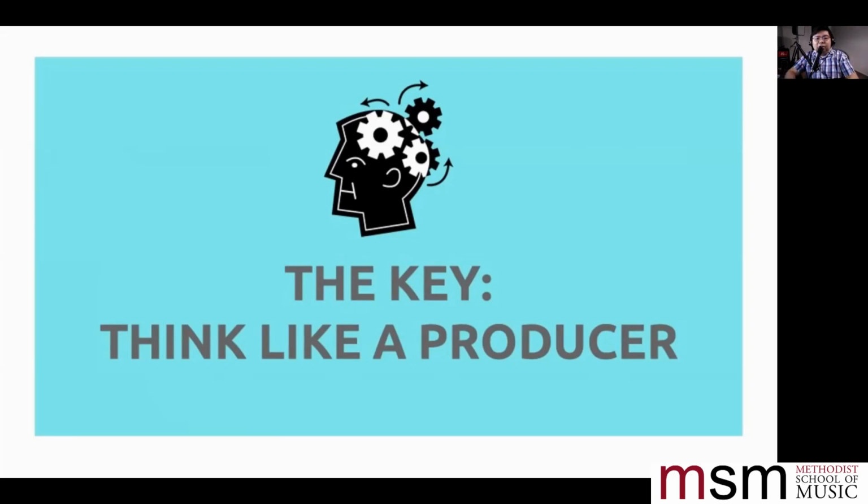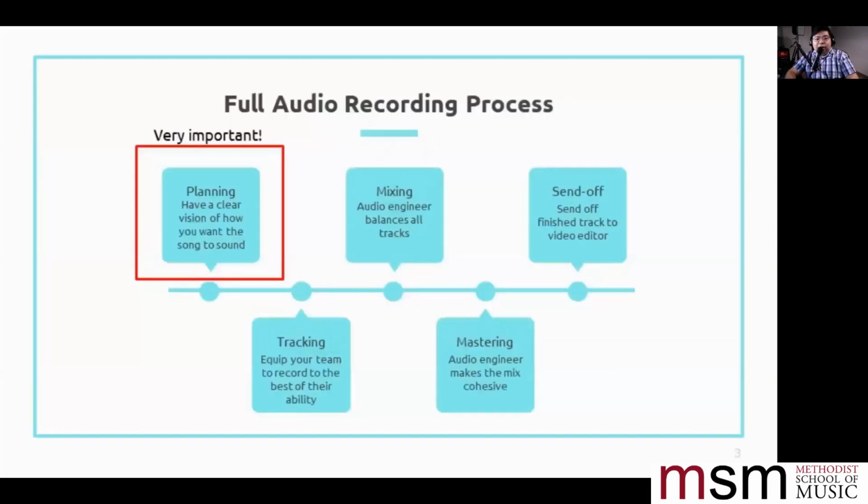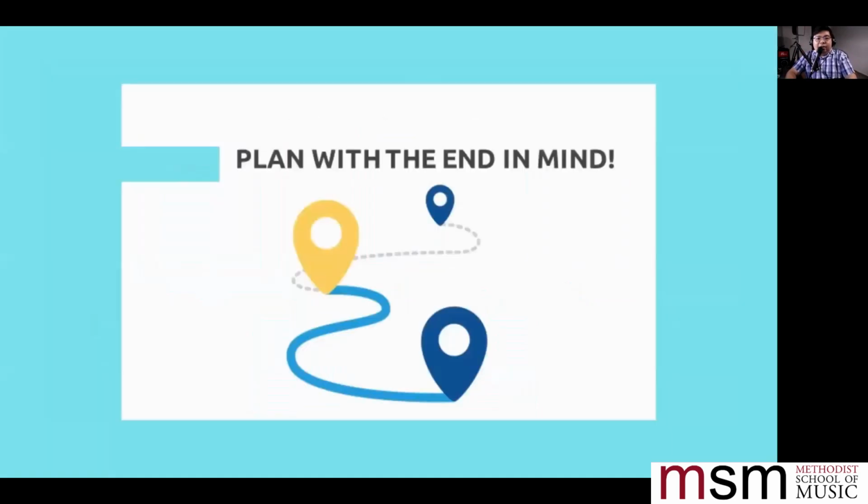It is important if you're a worship pastor or a leader trying to determine if it's suitable for your congregation. But a producer focuses on the sounds of the music. This is why the planning stage for audio and video production is extra important. As a producer, the main goal of planning before anything else is to have a clear idea of what you want the song to sound like at the end. In other words, plan with the end in mind.